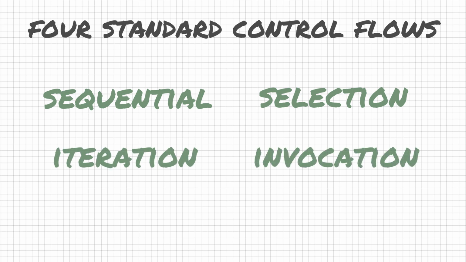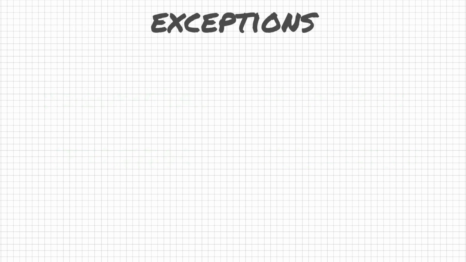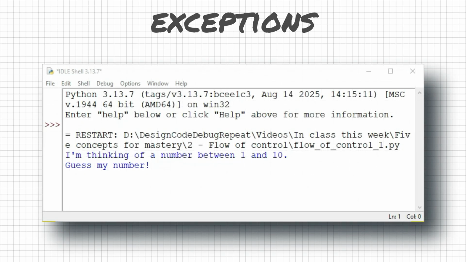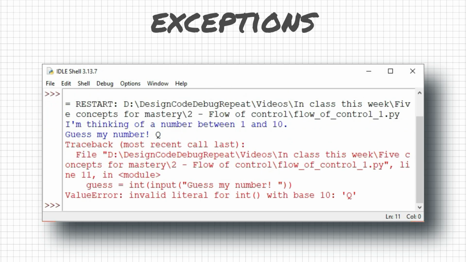I do want to mention one other way that sequential control can be interrupted in a program, and that's with the throwing or catching of an exception. If I run any version of my program, I'll run the simplest, and enter a value that can't be converted to an integer at the prompt. I'll type the letter Q. The program immediately terminates with an exception: ValueError, invalid literal for int with base 10, Q.